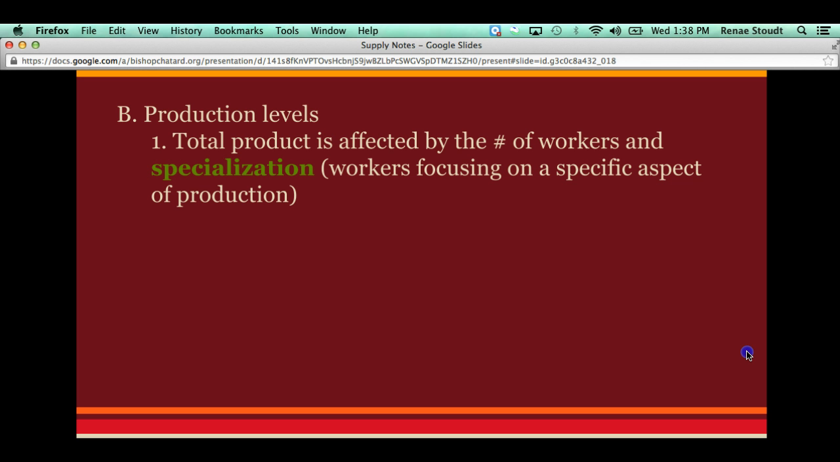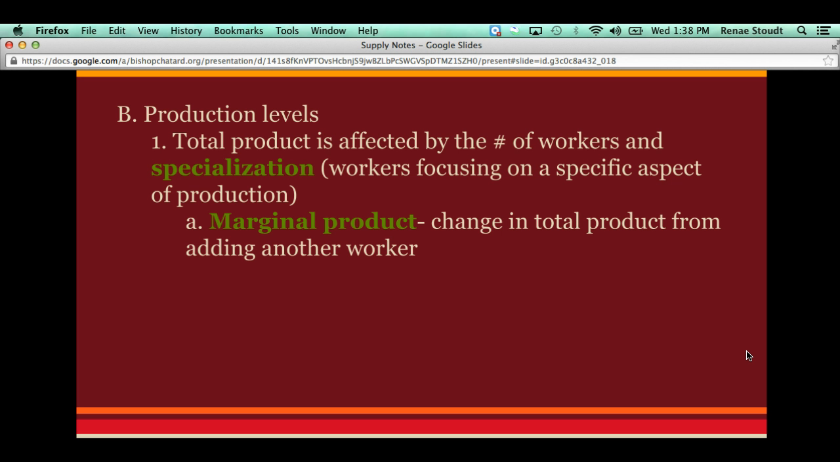So that's total product. The other part we need to look at with production levels is what we call marginal product. If you remember, when we talked about demand, we talked about marginal utility, which was the additional satisfaction. We talked about utility in chapter 1, and utility is the satisfaction or usefulness you get from a product. So if utility means satisfaction, the marginal part must be the additional.